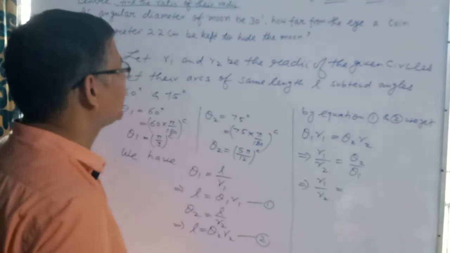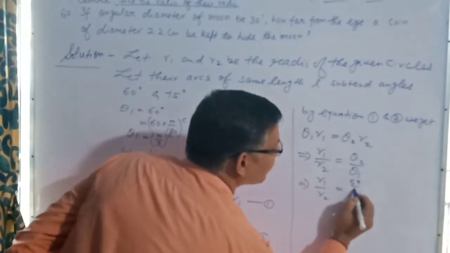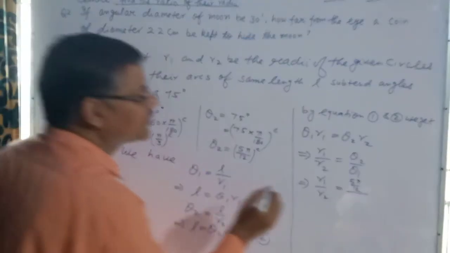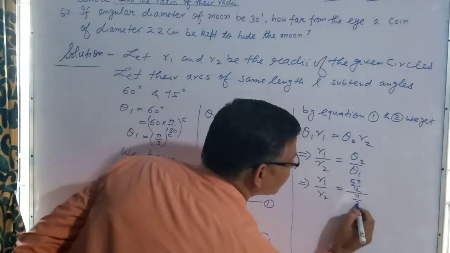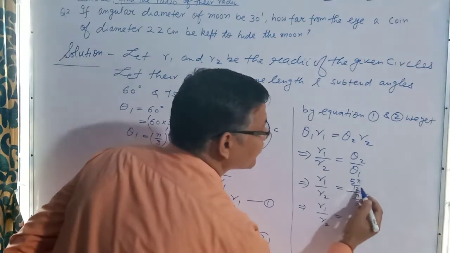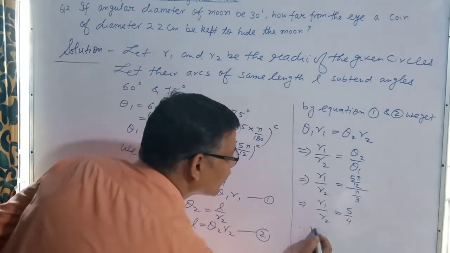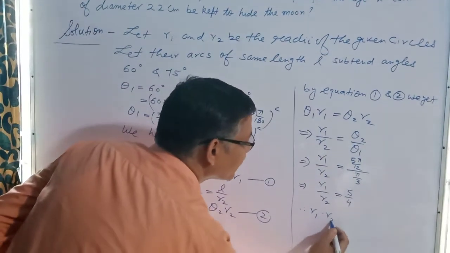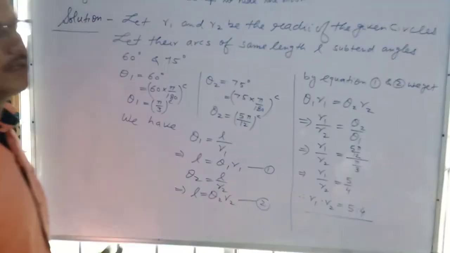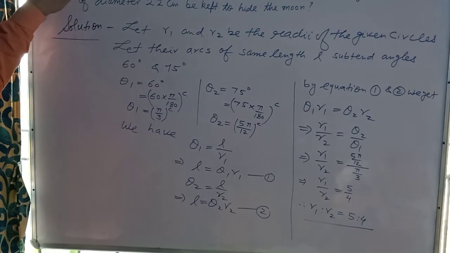So it implies R1 by R2. What is theta 2? Theta 2 is 5 pi by 12. What is theta 1? Theta 1 is pi by 3. It implies R1 by R2 is equal to, pi cancels out and it is 5 by 4. Therefore R1 is to R2 is equal to 5 is to 4. So the ratio of their radii will be 5:4. This is about the solution of question number 1.